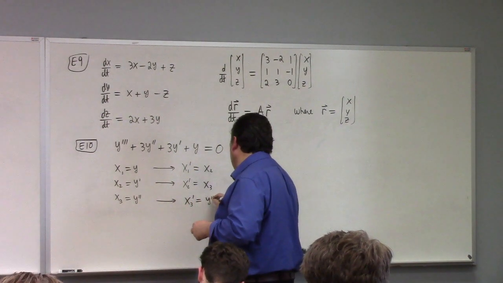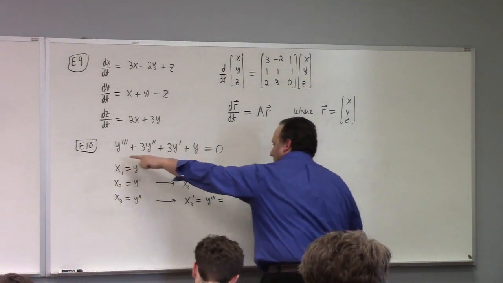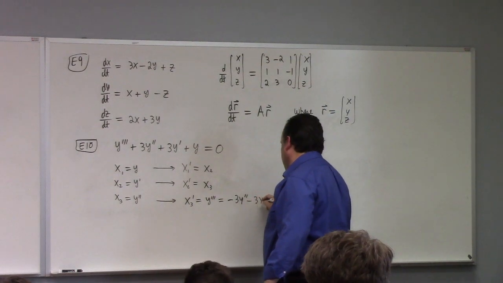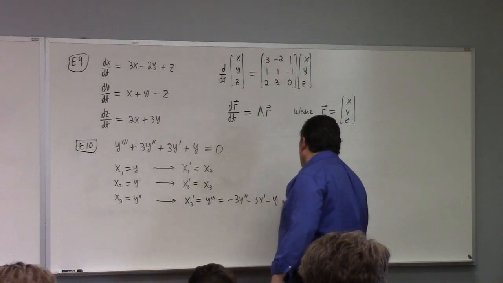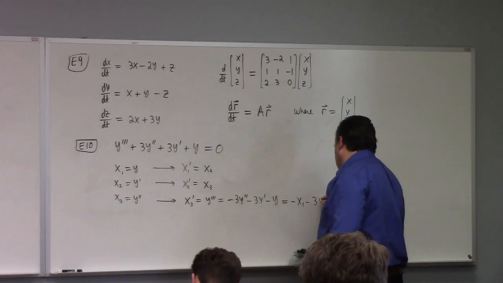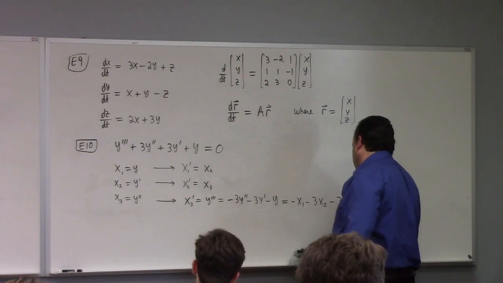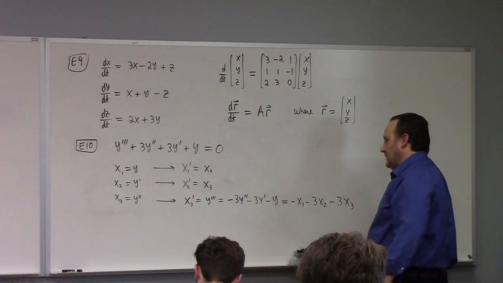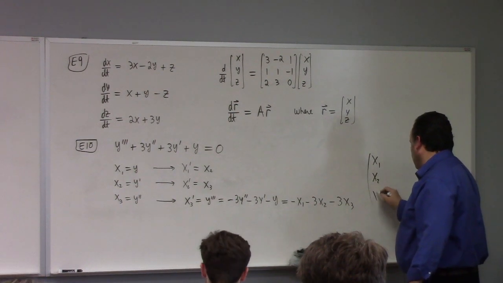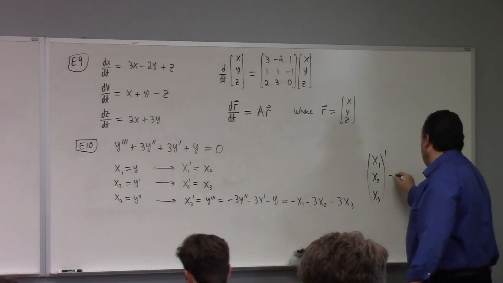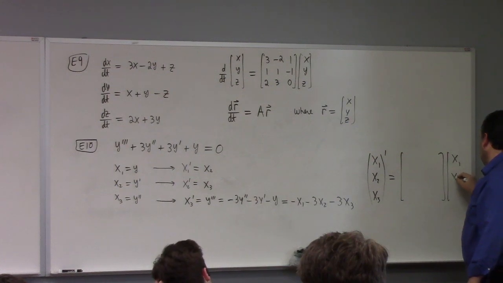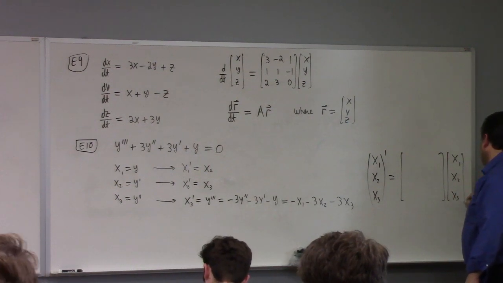It is y prime prime prime, also known as, from this up here, minus 3y prime prime minus 3y prime minus y, aka minus x1 minus 3x2 minus 3x3. So if you put this into a matrix, x1, x2, x3 prime equals what matrix times x1, x2, x3.